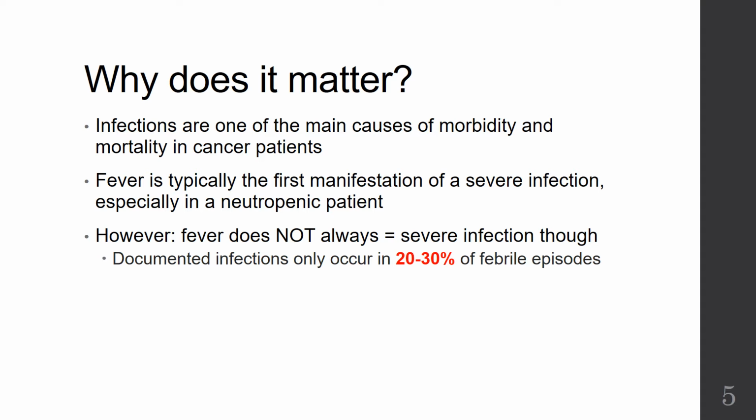So why does it matter that we're concerned about febrile neutropenia? Well, the main concern is that infections tend to be one of the main causes of morbidity and mortality in our cancer patients. And it's really the fever that tends to be the first sign or symptom that these patients are aware of that may be leading to some type of severe infection. It is important to note here that a fever does not always mean a severe infection is present, though. And actually, documented infections in episodes of febrile neutropenia only occur 20 to 30% of the time.